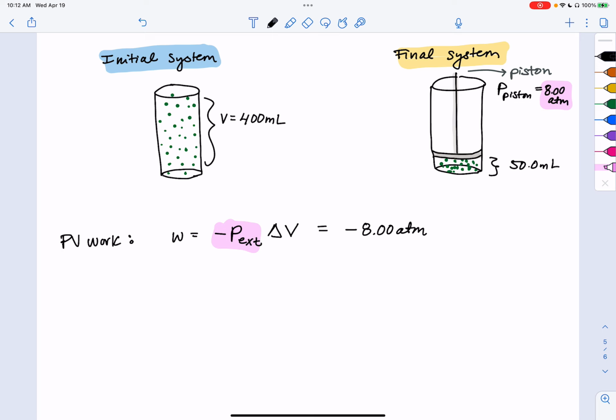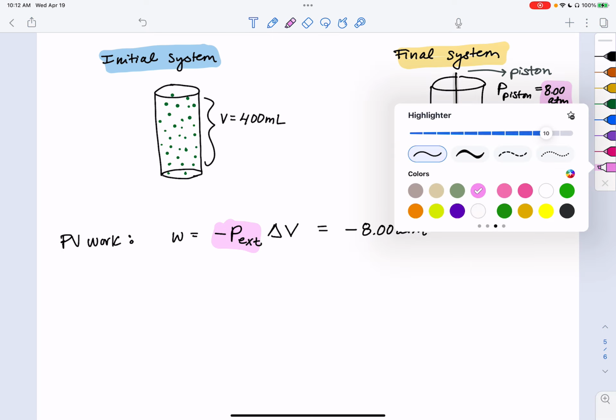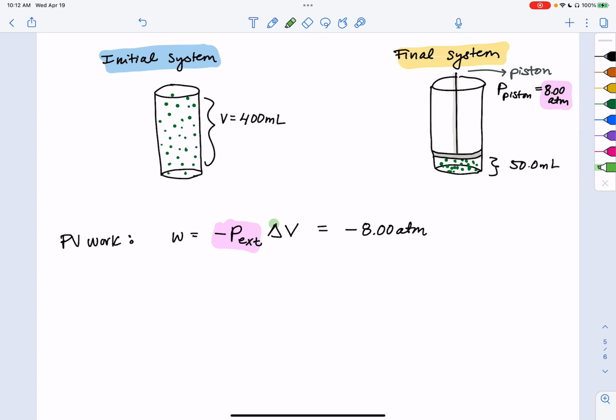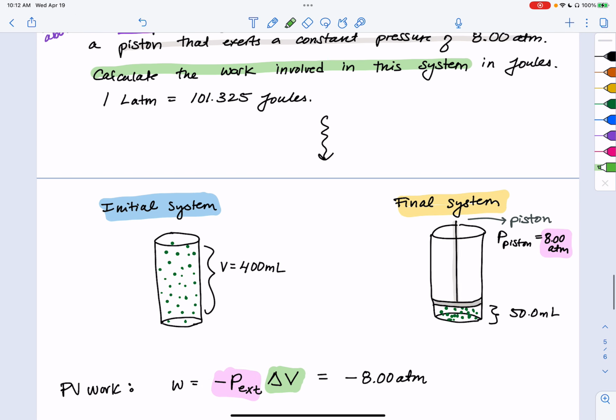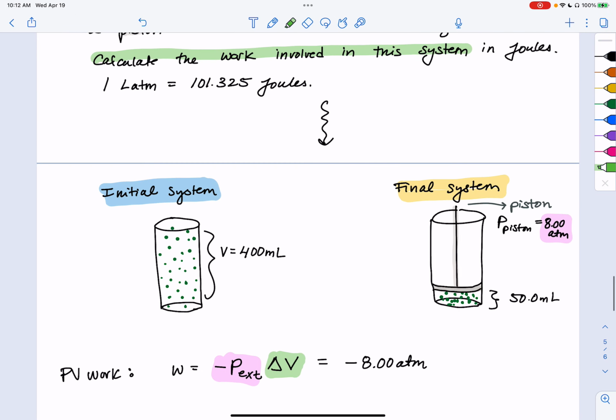And I've made that negative because of my actual definition of pressure volume work. Okay, now let's look at our change in volumes. That's going to be final volume minus initial volume. And let's be a little bit careful here.